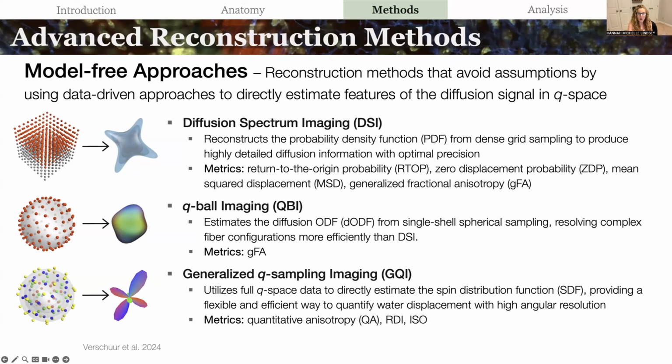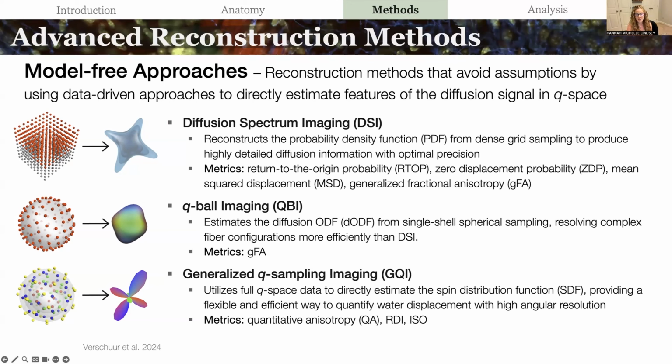Model-free methods are all in some way based on a theory of Q-space, which describes the relationship between the diffusion-weighted signal and something called the spin displacement probability density function, or PDF. And that just basically describes the probability of water molecules displacing by a specific distance in a specific direction.